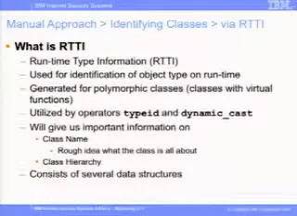So another method for identifying classes is via RTTI. It is used for identification of object type at runtime. It is generated for polymorphic classes, or classes with virtual functions. Basically, RTTI is used by the operators typeid and dynamic_cast. RTTI will give us information on class name and class hierarchy, so it has pretty good information that will give us a rough idea of what the class is. It consists of several data structures.